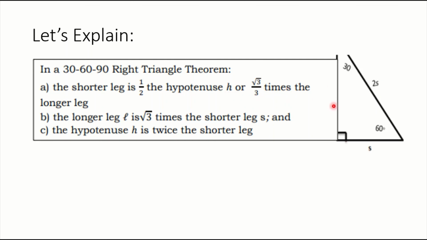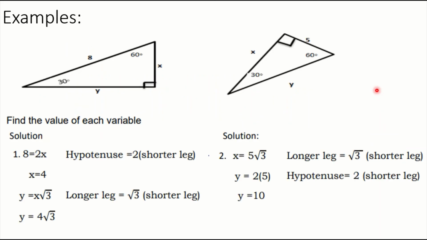Kung ang given mo naman ay longer leg, hindi yung hypotenuse. The longer leg, or itong nasa 60, tapat ng 60, is square root of 3 times the shorter leg. So, magiging S square root of 3. The hypotenuse naman daw po is twice the shorter leg. Ibig sabihin, doble nitong shorter leg, which is yung S. So, magiging 2S.